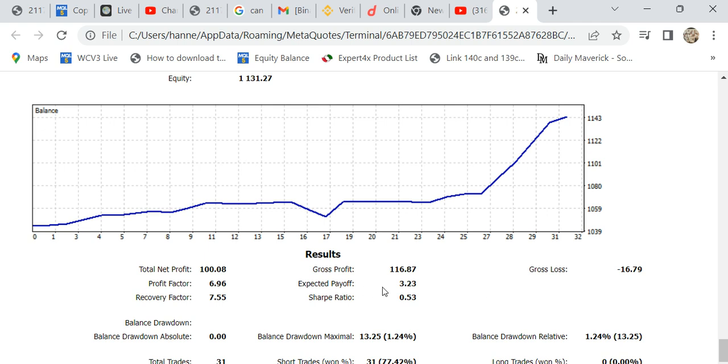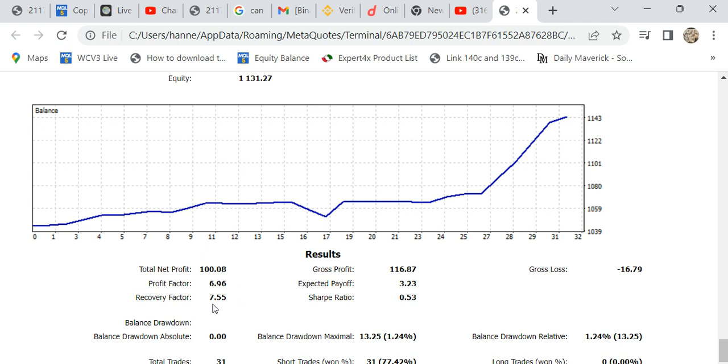Expected payoff means sort of what you could expect per trade. And look at the profit factor. The profit factor is the ratio between the number of losses and the number of wins. And you can see it's almost 7. So 1 in 7 is a loss, okay, which is not bad.